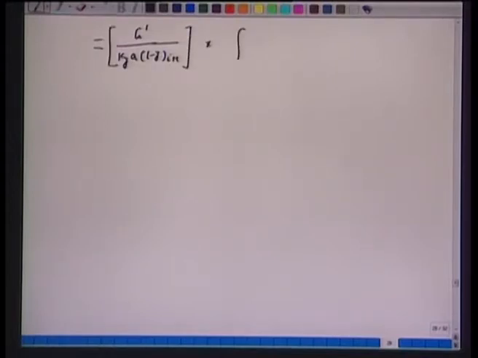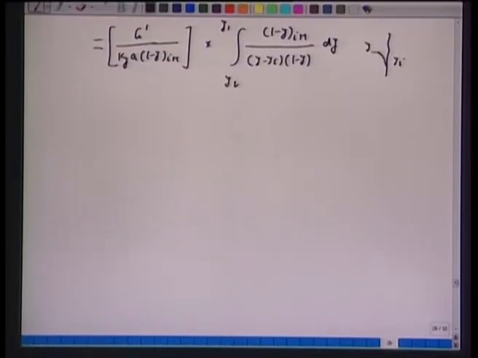times the integral from y2 to y1. Notice y1 is greater than y2, of 1 minus y_I m over y minus y_I times 1 minus y, dy. Okay. So, we are talking of y and y_I at any location; there is a concentration difference between y and y_I as a driving force for mass transfer.